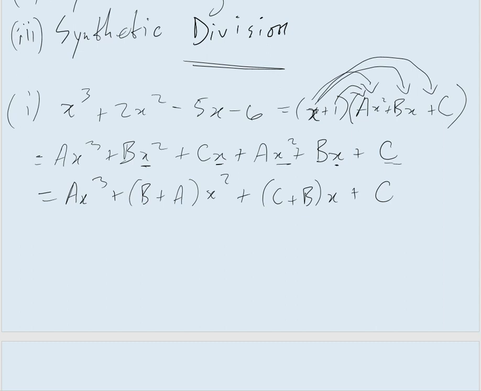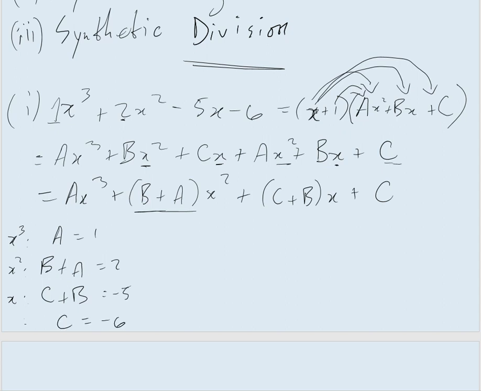So for x cubed, the coefficients of x cubed, this is a 1, remember, so we've got a is equal to 1. And then for x squared, this is 2 from our main polynomial, and this here is b plus a, so we've got b plus a is equal to 2. And then for just x to the power 1, in our original polynomial it's -5, here it's c plus b, so we've got c plus b is equal to -5. And then of course the constant: c is equal to negative 6.